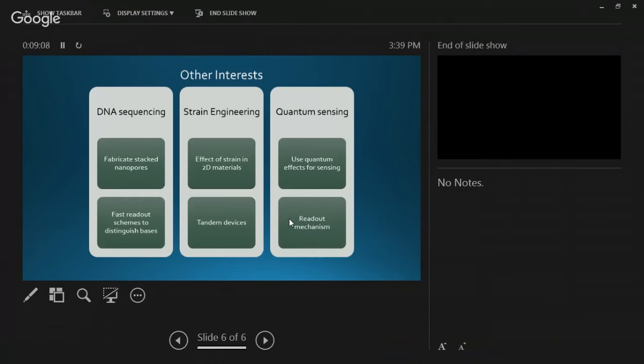The other question that we are trying to answer in these cases is that in our devices, quantum effects are not robust. They are very sensitive. So how do you figure out readout mechanisms that are able to read out these quantum effects and still be usable? Right? So those are some of the things that my group is working on.